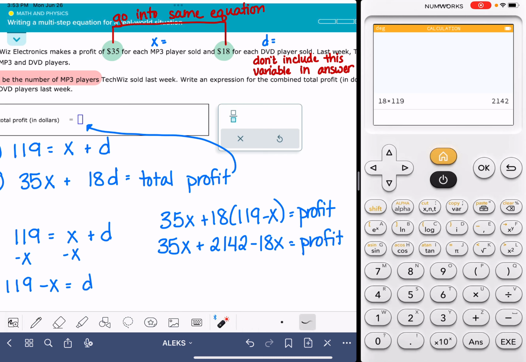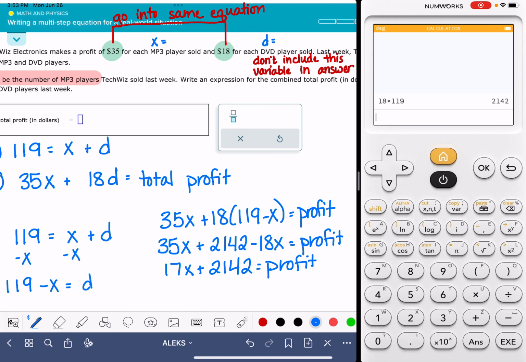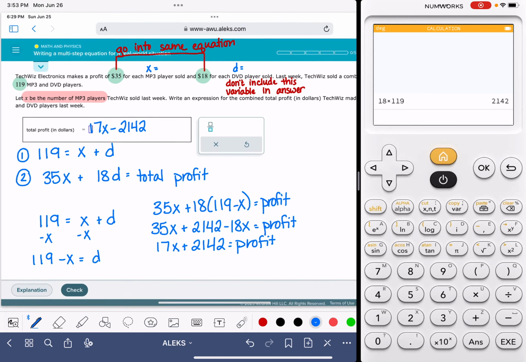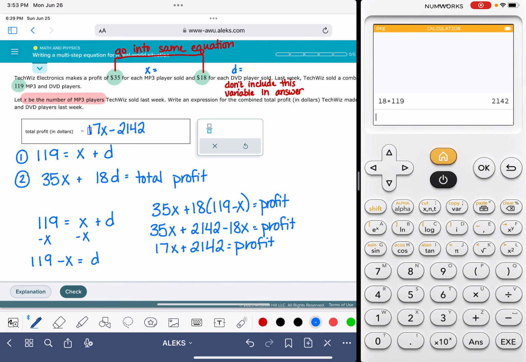I'm going to combine the 35x and the 18x. 17x plus 2,142 is the total profit, and that's what goes into this box, 17x plus 2,142. So that's how you would approach this version of the problem.